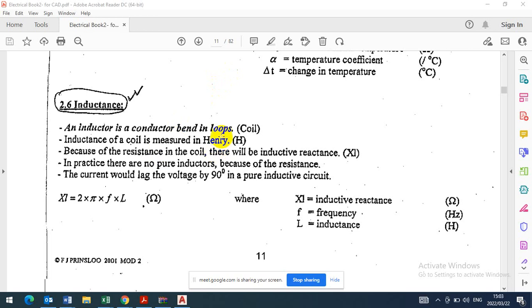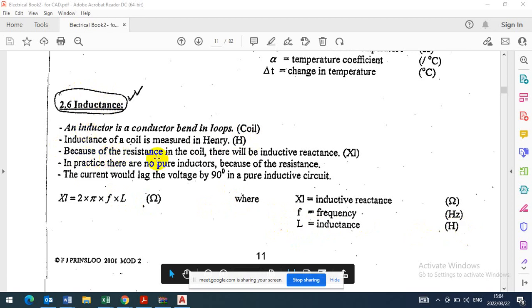Okay, and the units are very important. The SI unit for inductance is Henry, or capital H. And when you are calculating inductance, we use L. Can you see the L here? Capital L. Yes, I can see it. That is inductance, and it's measured in Henry.